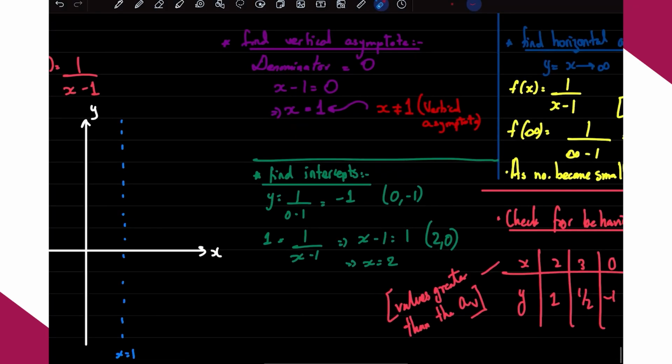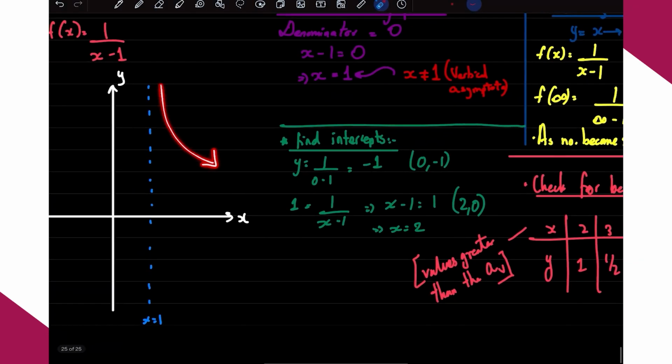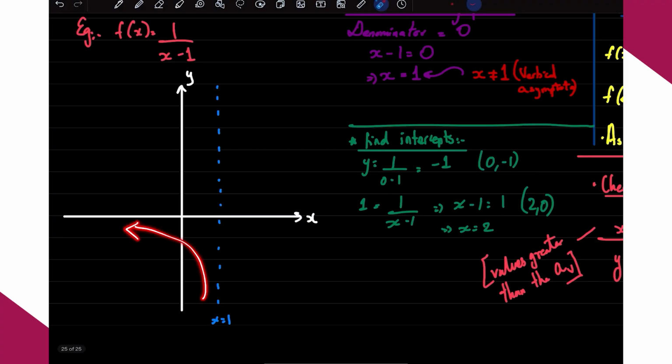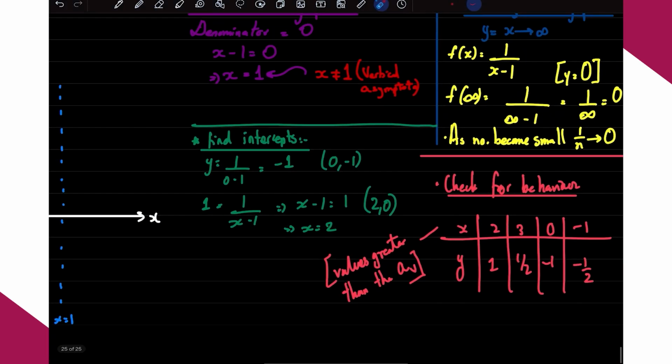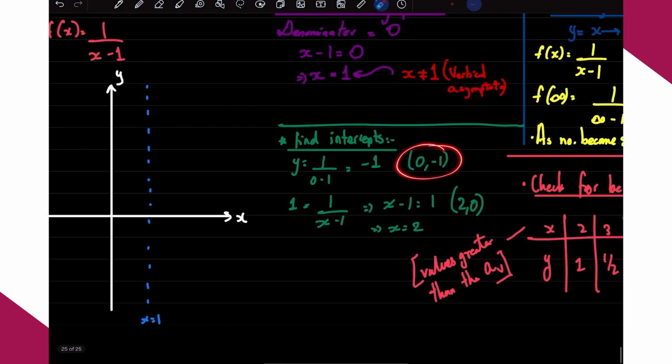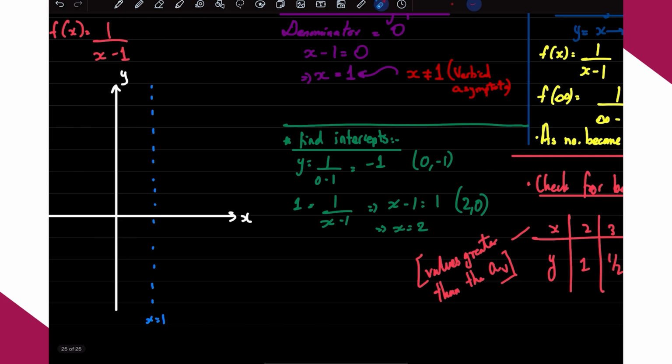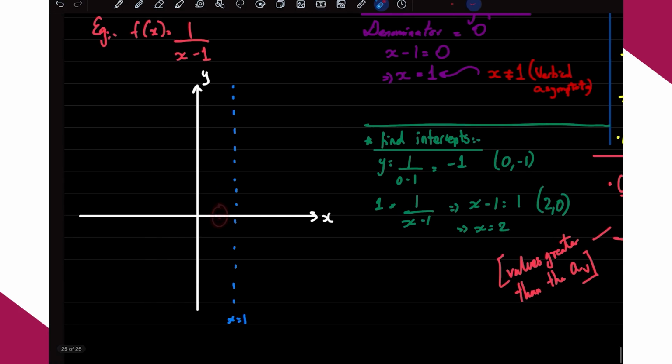After testing the behavior, I've confirmed that the positive side goes like this, and the negative side goes like this. We also know that our x and y intercepts are here. So (0, -1) is exactly here. That's one other clue. And the value for x is somewhere here. So that's going to be the point (2, 0).